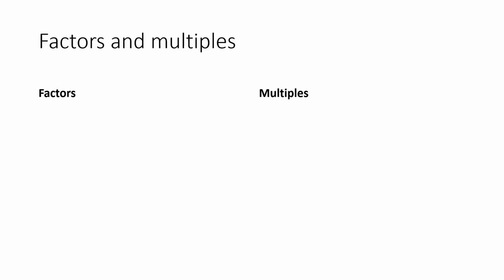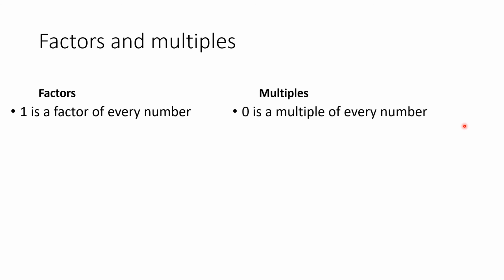Here only 6 factors are there for 12, but multiples are infinite. First result is that 1 is a factor of every number and 0 is a multiple of every number. If we are taking that number as a whole number, then 0 is a multiple of every number.